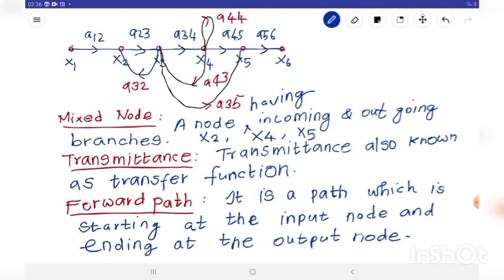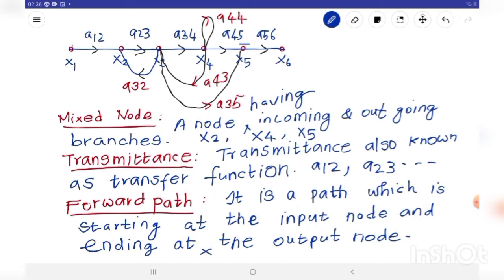Next I am going to explain the transmittance. What is transmittance? Transmittance is also known as transfer function. The transfer functions are A12, A23 and so on. Then forward path. It is a path which starts at the input node and ends at the output node. There are two forward paths.